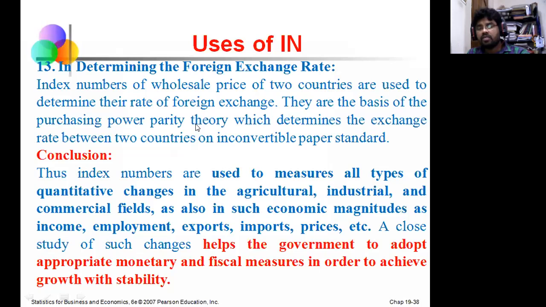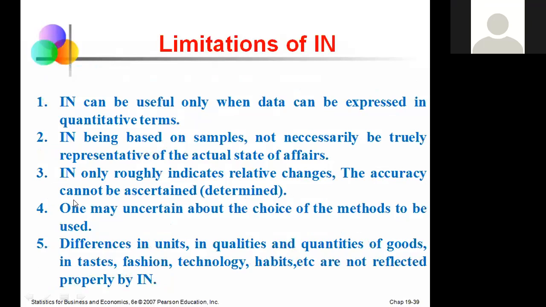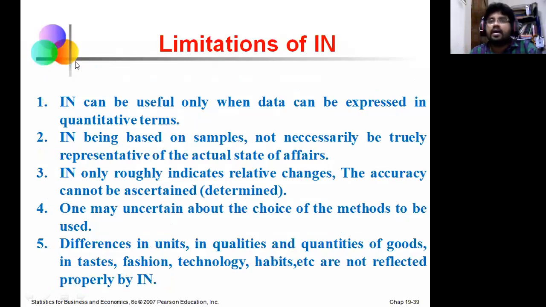Then we learned what the uses of index numbers are, but there are some limitations of index numbers also. We will come to know that there are 5 or 6 limitations. As I told you, the index number can be useful only when the data can be expressed in quantitative terms, the quantitative changes. There are no qualitative changes here. The index number cannot measure qualitative changes. For example, if you take habit or taste, it cannot capture such kind of qualitative things.